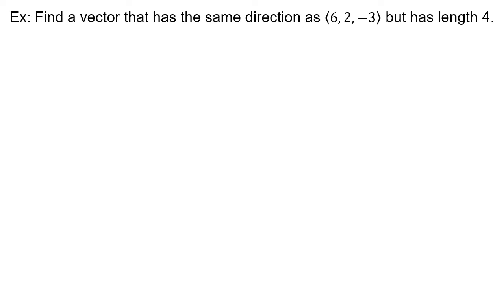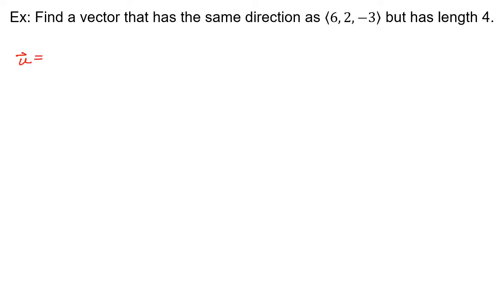This says find the vector that has the same direction as 6, 2, negative 3, but the length is 4. Since you don't know what the length is anyway, the easiest thing to do is to take that vector, turn it into a unit vector that you know has a length of 1, and then just multiply that vector by 4 to have a length of 4. So that's what I'm going to do.